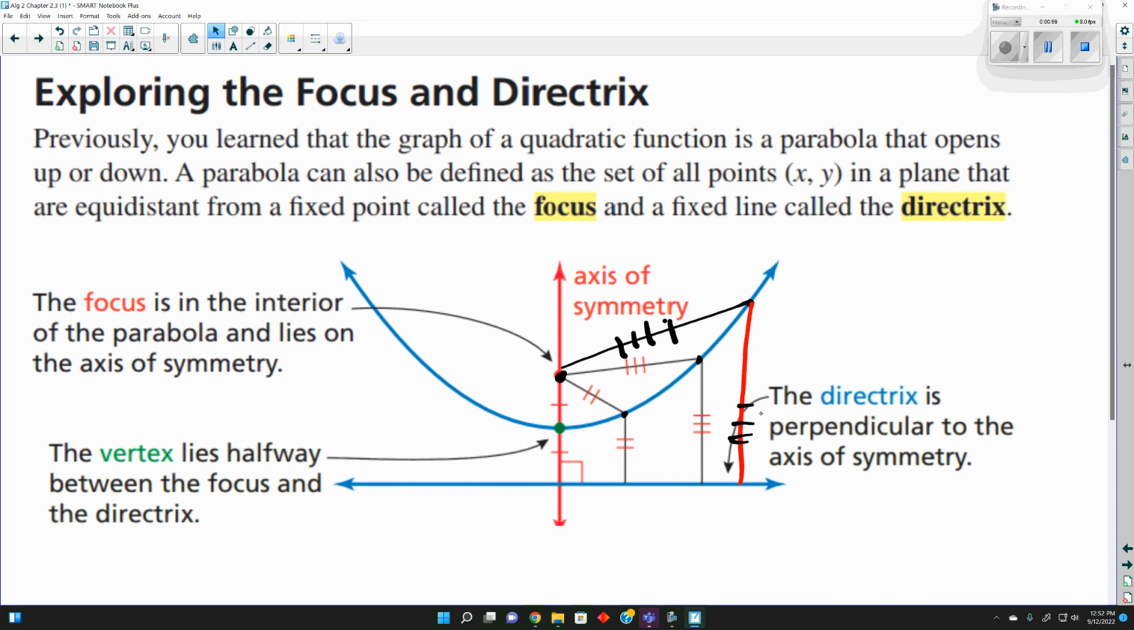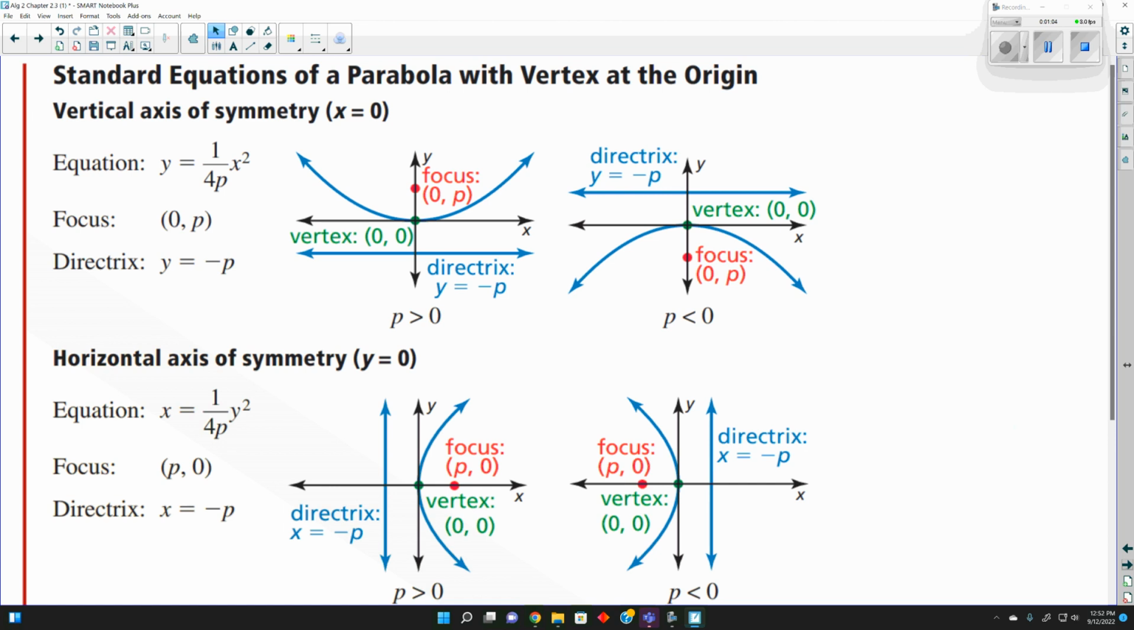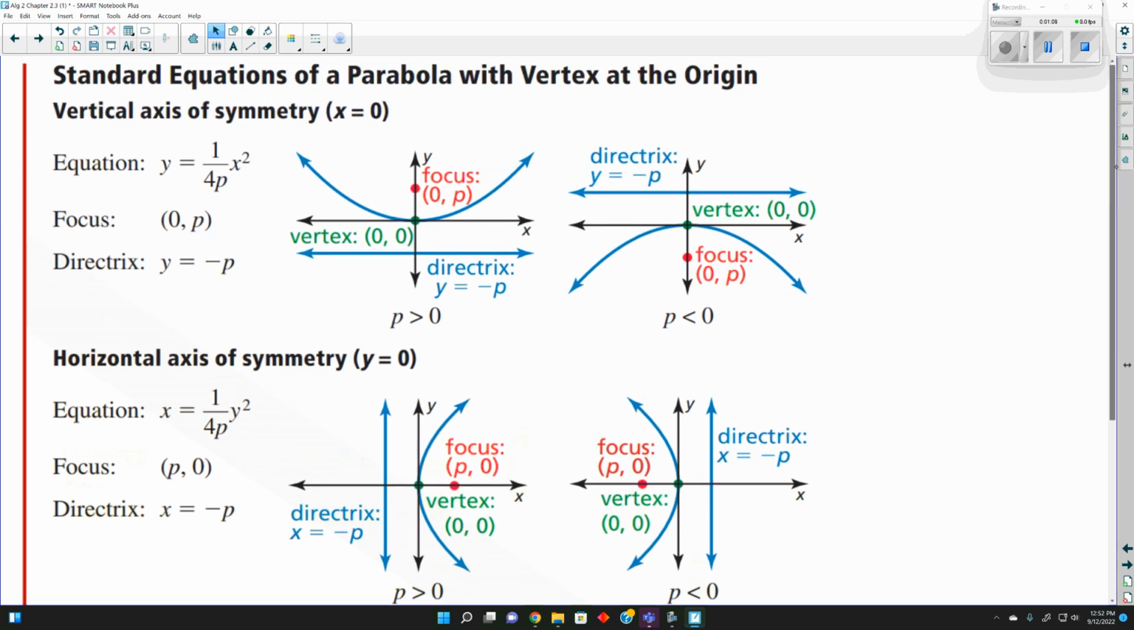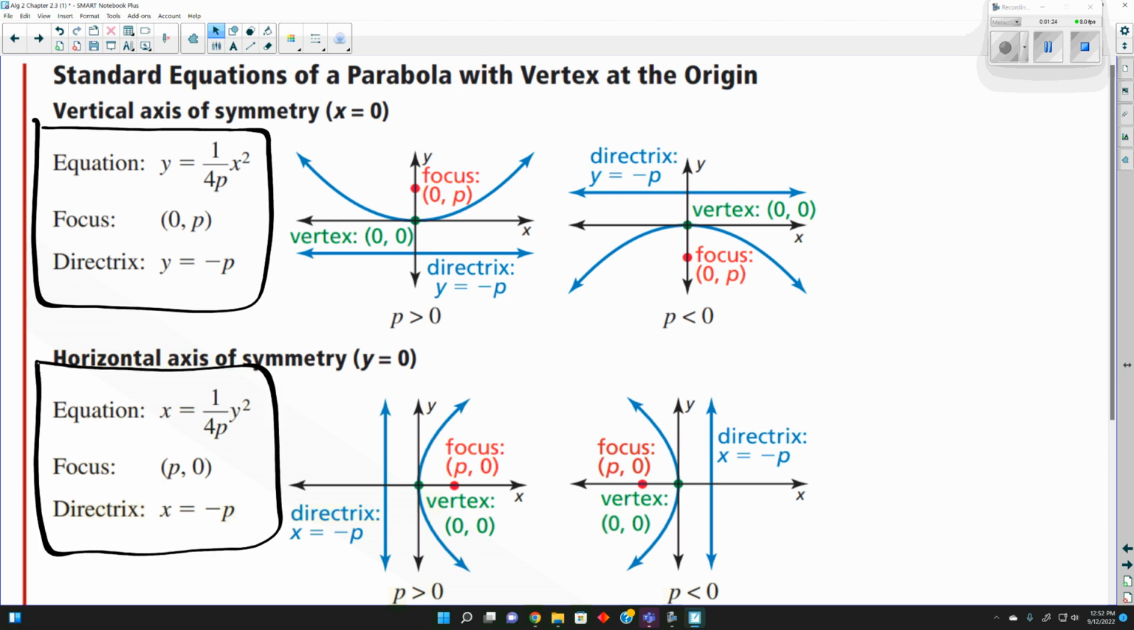And there's different ways we can go about finding the equation based on the focus and directrix using the distance formula, but we're not going to focus too much on that there. The main thing is we're focusing on these 2 general equations, and the vertex is at the origin. So the vertex is the point 0, 0. And we have 2 main equations. This one and this one here.